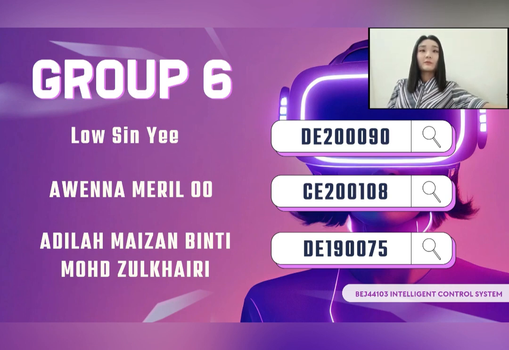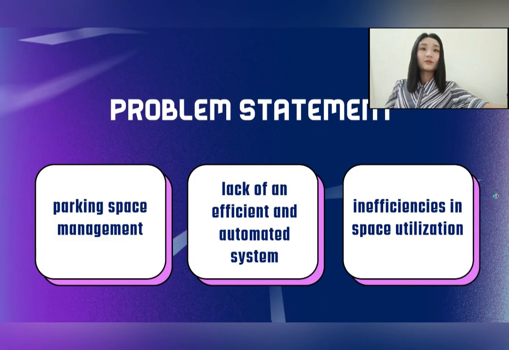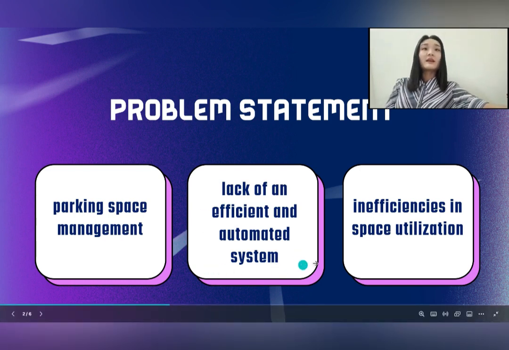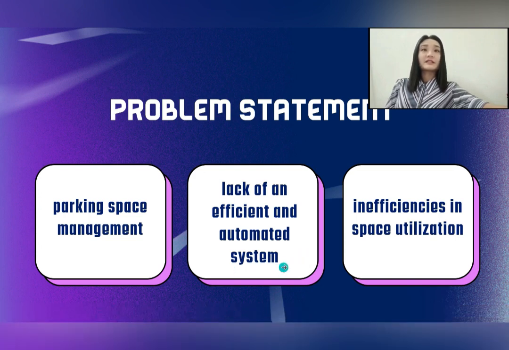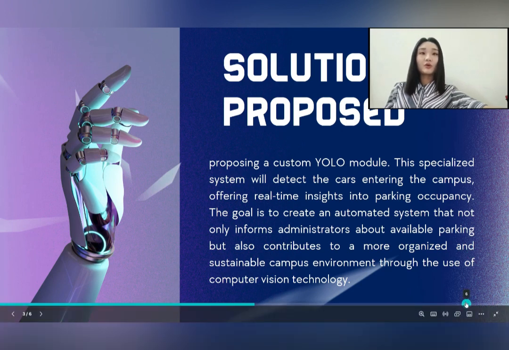So this is our problem statement. The specific problem at hand revolves around parking space management, particularly the lack of an efficient and automated system to monitor the number of cars entering the UTHM premises. The absence of such a system poses challenges in understanding parking occupancy, leading to potential inefficiency in space utilization. Next is the solution that we propose.